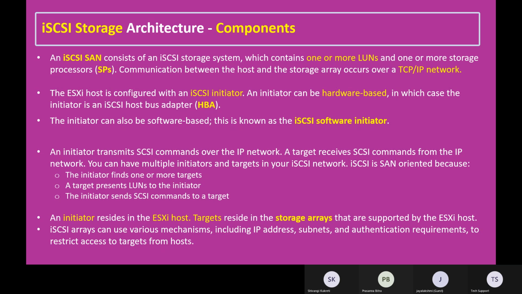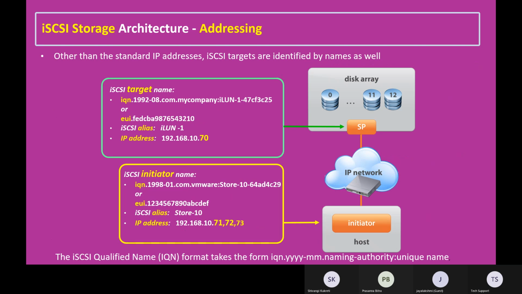Okay, now we are familiar with the iSCSI architecture components. Now we are going to understand the iSCSI addressing, how we can define the iSCSI addressing. This diagram will help us understand it. Other than the standard IP address, the iSCSI storage or iSCSI target has one IP address. So other than the standard IP address, iSCSI targets are identified by names as well.